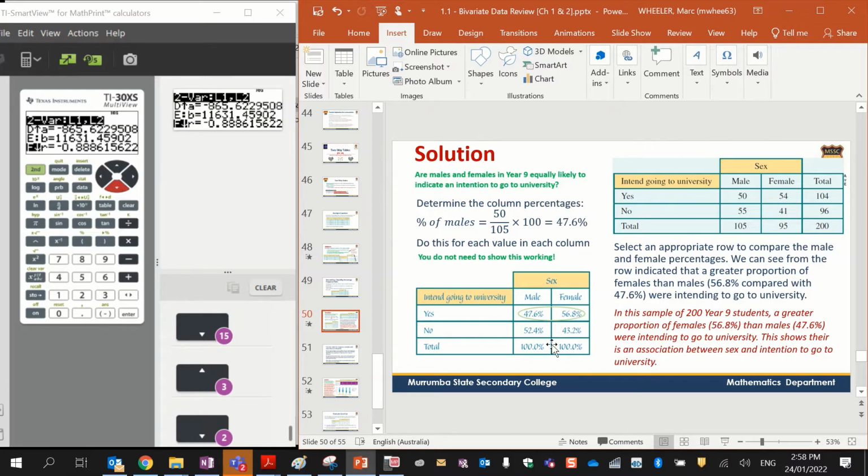Now the question said, are males and females in Year 9 equally likely to indicate an intention to go to university? Well, 47.6% males and actually 56.8% females. So females are more likely, and we would write that answer in our response. In this sample of 200 Year 9 students, a greater proportion of females, 56.8%, than males, 47.6%, were intending to go to university. This shows there is an association between sex and intention to go to university.